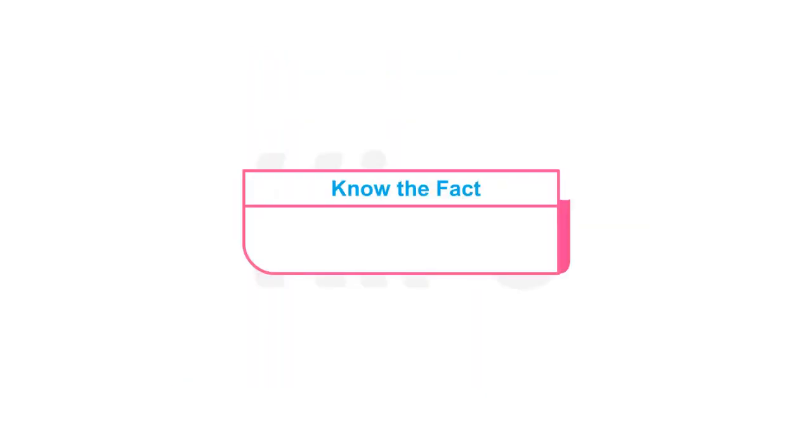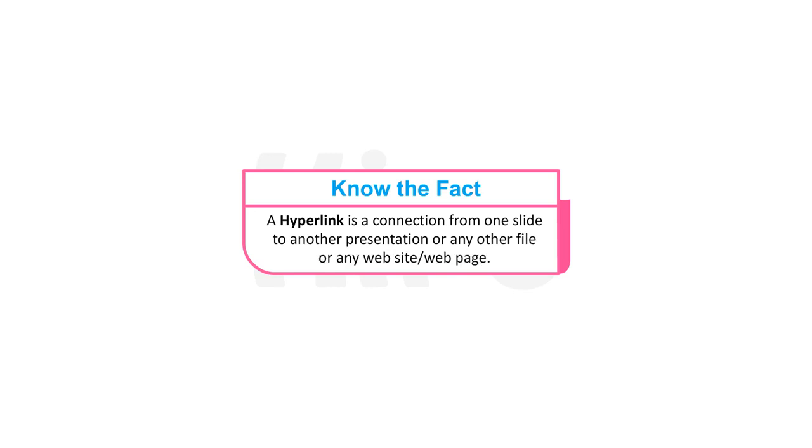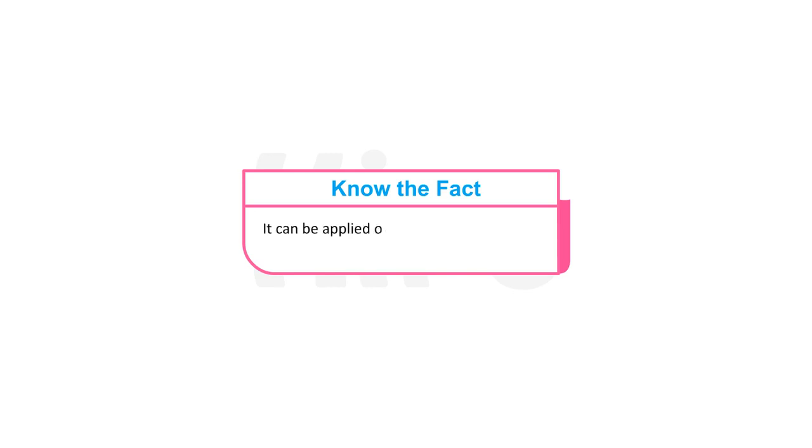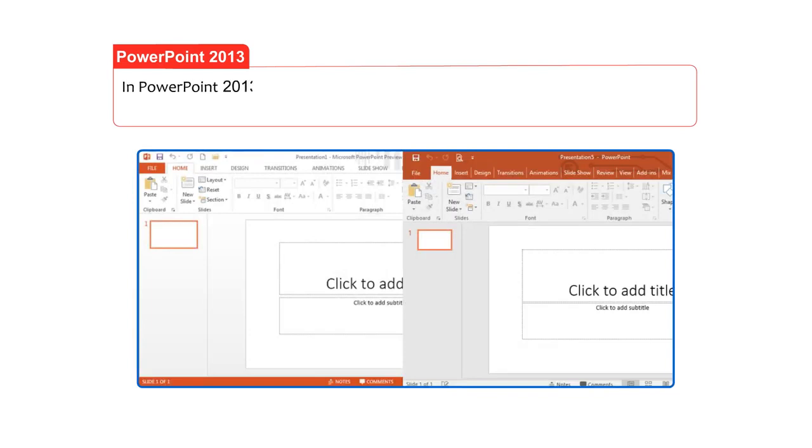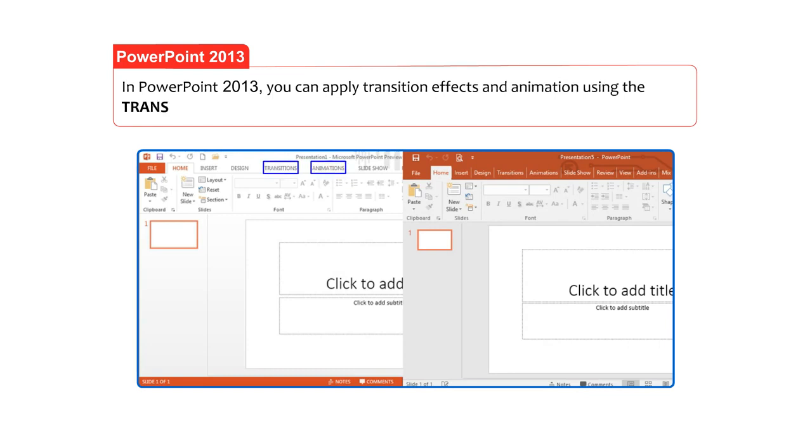Students know the fact that a hyperlink is a connection from one slide to another presentation, or any other file, or any website or web page. It can be applied on text or objects such as pictures, shapes, etc. Students also know that in PowerPoint 2013, you can apply transition effects and animation using the Transitions and Animations tab in the same way as we do in PowerPoint 2016.